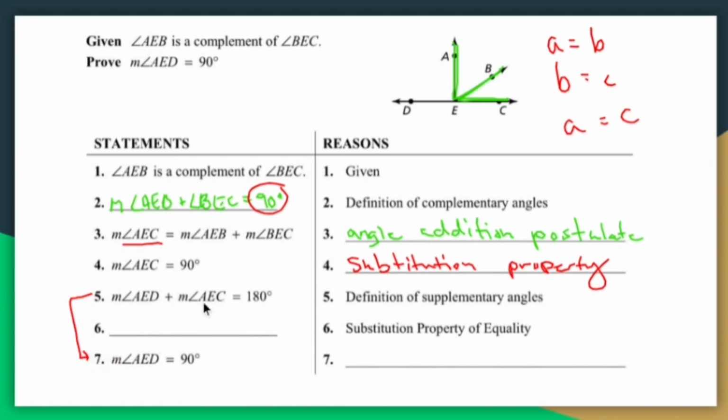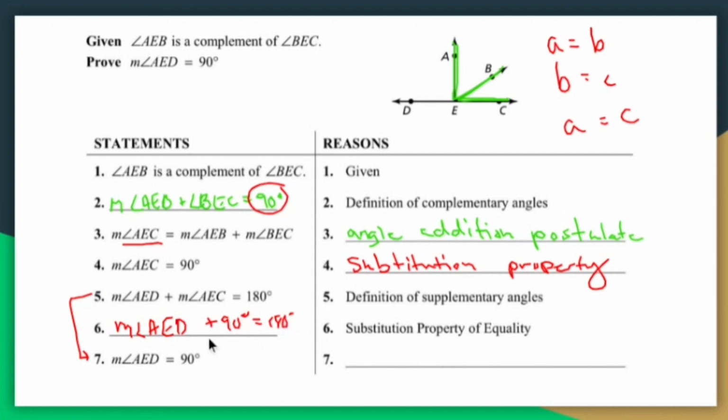Now, if I just said something about AEC equaling 90 degrees and I see AEC appear and I don't want it to be there anymore because it's gone in 7, why don't I just replace AEC with 90? The measure of angle AED plus 90 equals 180 degrees. Now, that is substitution because I substituted 90 for AEC. My last step is to go from AED plus 90 equals 180 to just get rid of that 90 and make it 90 over here.